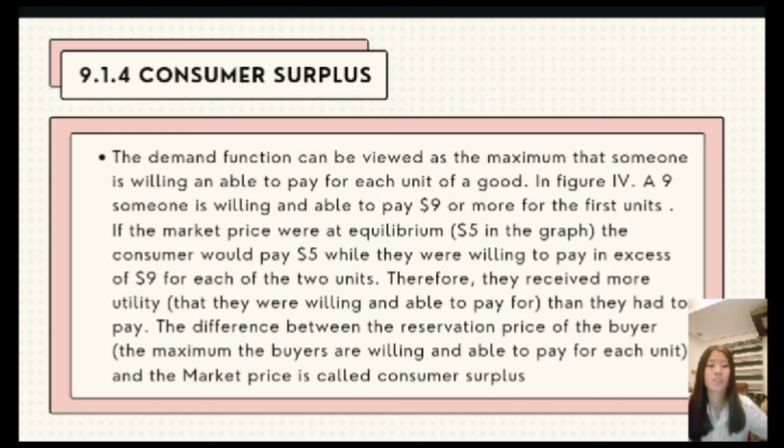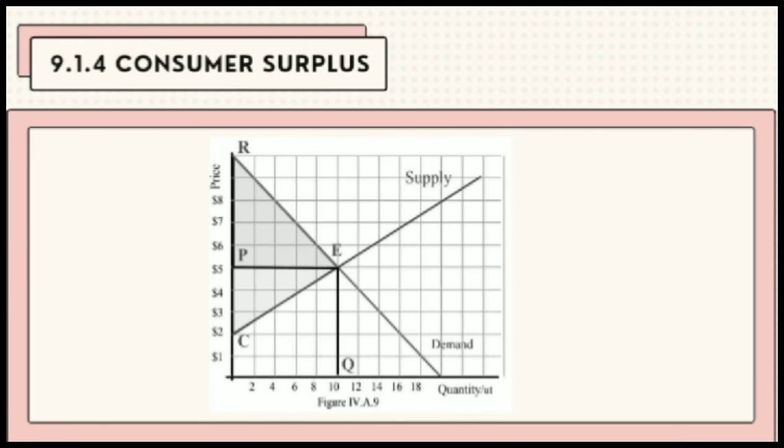The difference between the reservation price of the buyer, the maximum the buyers are willing and able to pay for each unit, and the market price is called consumer surplus. According to the graph on the right, the supply and demand function established the equilibrium price at $5, so consumers are willing and able to pay more than $5 for all units up to the 10th unit. The difference between the market price and what consumers are willing and able to pay is called consumer surplus. The area in yellow can be visualized as consumer surplus, but since the color of the graph is black and white, siya po yung letter C.